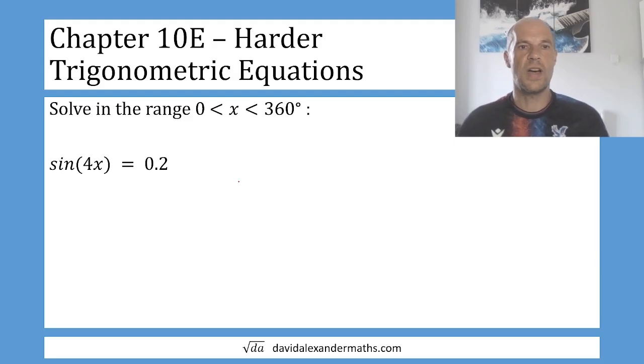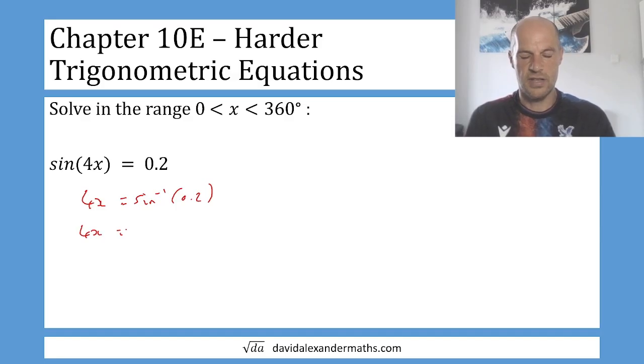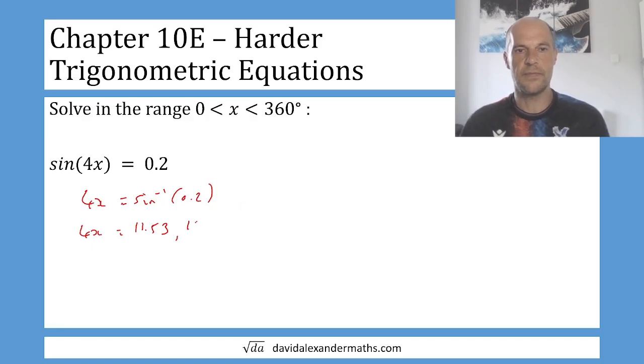So now let's solve in the range 0 to 360. If the sine of 4x is 0.2, then I would say that 4x is the inverse sine of 0.2. So therefore 4x is, let's do shift sine 0.2, 11.53. Now remember that my next value is going to be 180 take away 11.53. So 180 minus answer is 168.46. Okay, so I'm interested in 0 to 360. And by the way, this is for singular x, not 4x.